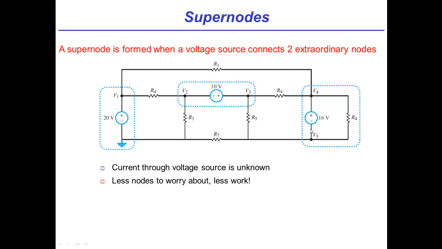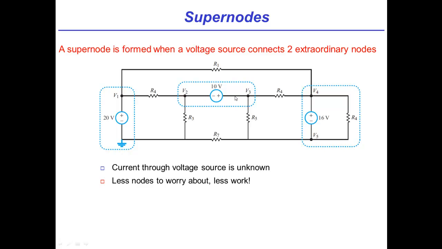And I see another one here because there's an extraordinary node there, an extraordinary node there, and I've got a voltage source stuck between them. I also notice in this case there's a resistor also in parallel. I guess we'll come back to that. But the basic definition is this. Okay? And we don't know what the current between V2 and V3 is. This is what we were just talking about.